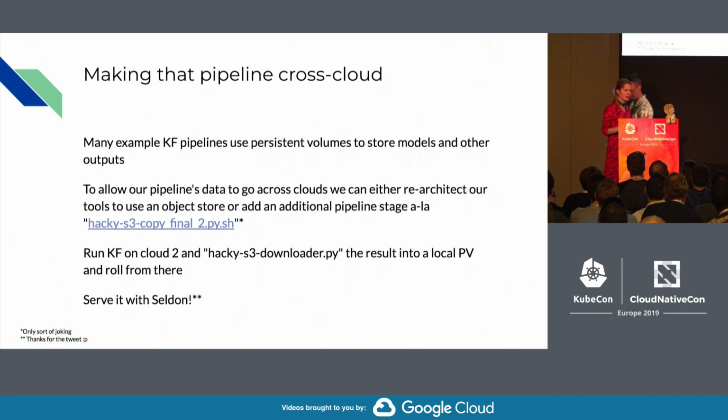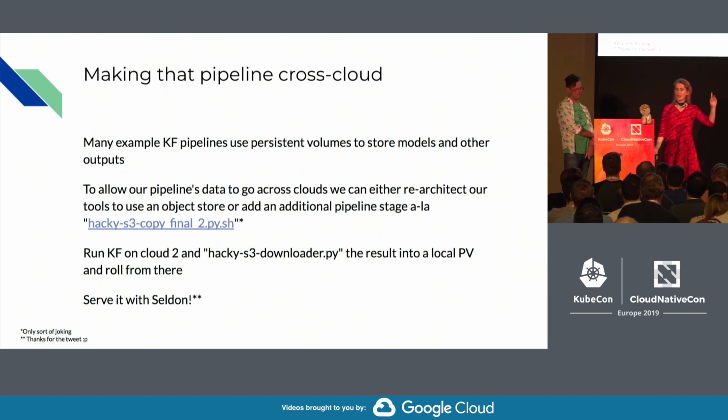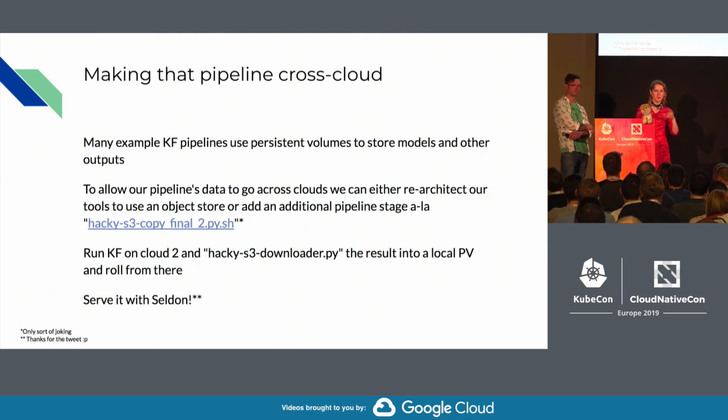So another thing that I think is a relatively real use case is making your pipeline actually cross-cloud. That's like, I train here, at the end of my training, I go ahead and upload it and serve it on other clouds. Okay, hacky S3 copy final to py.sh. That sounds like a really quality shell script that has some inline Python inside of it. If you click on this link, you can go take a look at this. Essentially, add an extra pipeline stage at the end of your pipeline where it takes the model that's in the persistent volume that was produced and uploads it into S3 or whatever the right cloud object storage is.